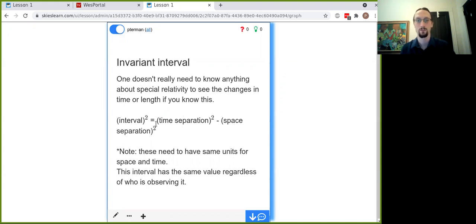So the interval squared, that's the analogous case to our distance, is the time separation squared minus the space separation squared. And note that you have to have the same units of space and time. And that interval is going to be the same regardless of whether you have observation group 1 or observation group 2. It'll have the same interval.